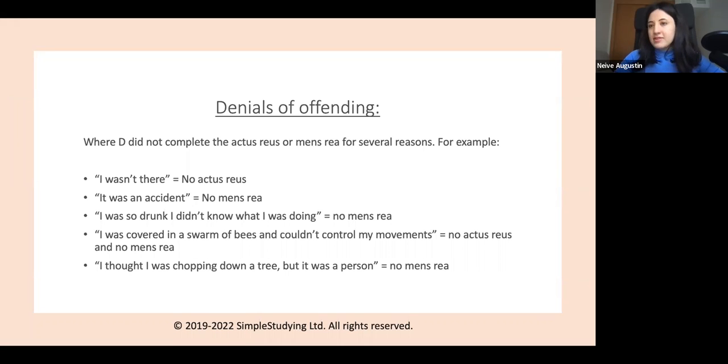If a defendant says, for example, I was not there, that means there is no actus reus. If the defendant says it was an accident, that means there was no mens rea. I was drunk, I didn't know what I was doing, also no mens rea. I was covered in a swarm of bees and could not control my movements, no actus reus and no mens rea. This is just a formula for you to be able to understand in legal terms what these kinds of statements could mean.